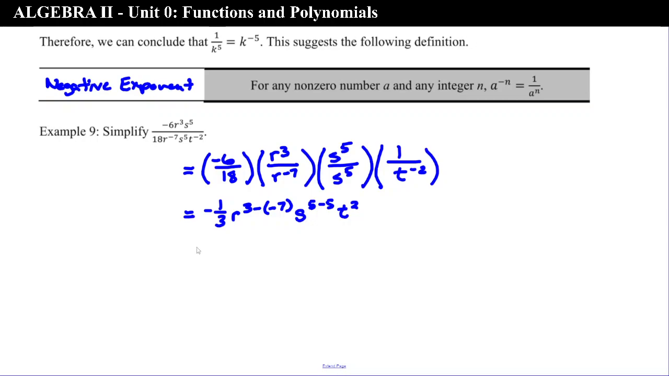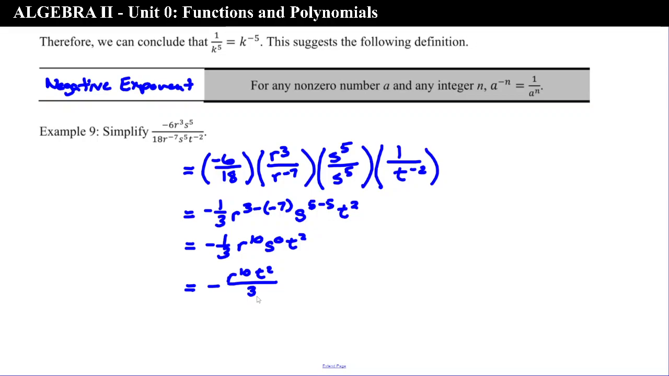Okay, well, we are on our way. We're almost there. Let's clean this up a little bit. We've got negative 1/3. R to the 3rd minus a negative 7, well, that's going to give us r to the 10th because it's the same as 3 plus 7. S to the 5 minus 5 is going to give us s to the 0, and we still have t squared. Well, s to the 0 we know is 1, so we can drop that term. And so now everything else is going to stay. So I'm just going to rewrite this all as one fraction: negative r to the 10th t squared over 3. And that would be our answer.